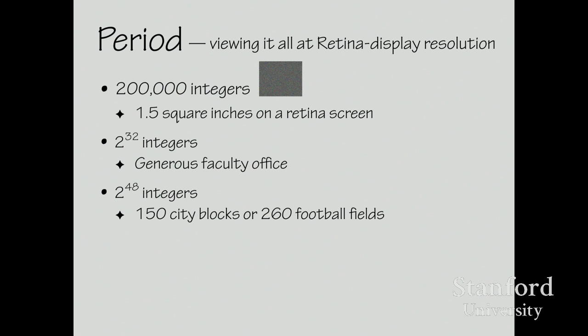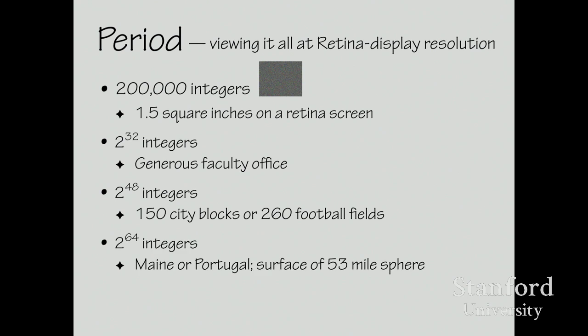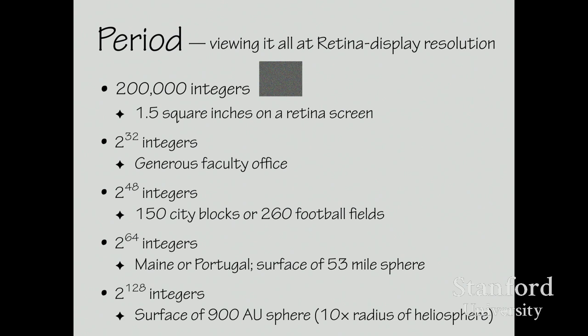all of the numbers, if I laid them out at iPad resolution, would fill 150 city blocks. If I went to 2 to the 64 integers, that would be the size of Maine or Portugal, or if you like, think of things more mathematically, the surface area of a sphere with a radius of 53 miles. If we go up to 2 to the 128 integers, that is a sphere with a radius of 900 astronomical units.